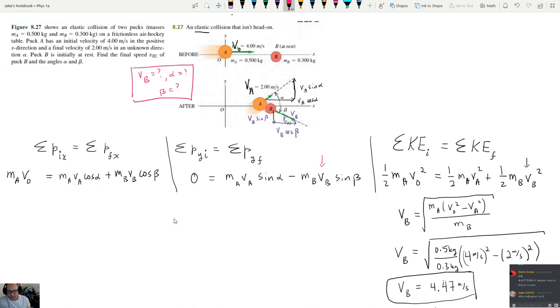And it's kind of difficult to solve for alpha and then plug it into this equation, right? You know what I mean? Would you all agree with that? Because if we solve for alpha, the solution is going to be something like the arc sine of this divided by this, right? It would get really messy.